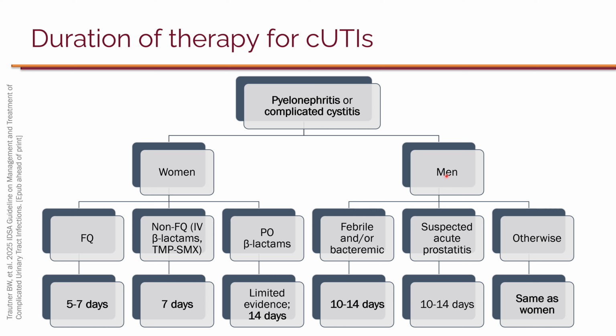Now, for men, there's a couple of things to consider. If the patient has fever or bacteremia, it's likely that 7 days may not be enough. So 10 to 14 days is recommended. The same if the patient is suspected to have prostatitis. We do not cover prostatitis in this course, but again, for that, you will need a longer duration of therapy than 7 days. Outside of these two things, patients will be treated similar to women. So if it's fluoroquinolones, 5 to 7 days, and non-fluoroquinolones, 7 days.